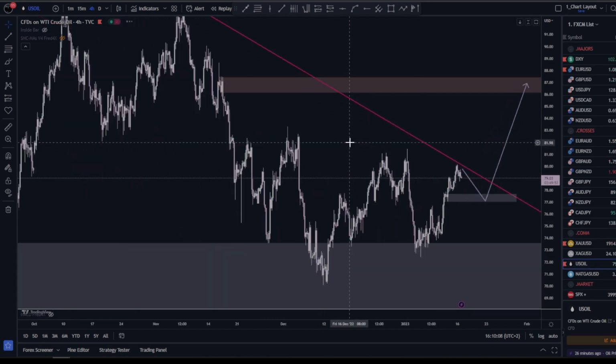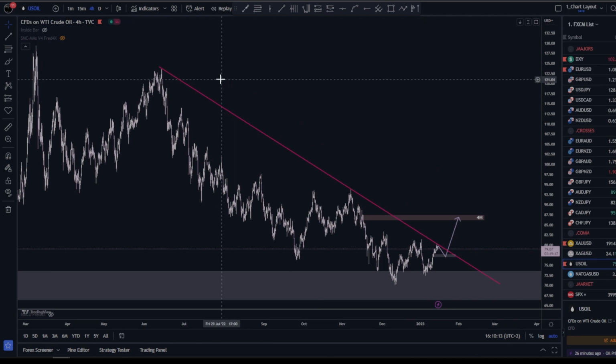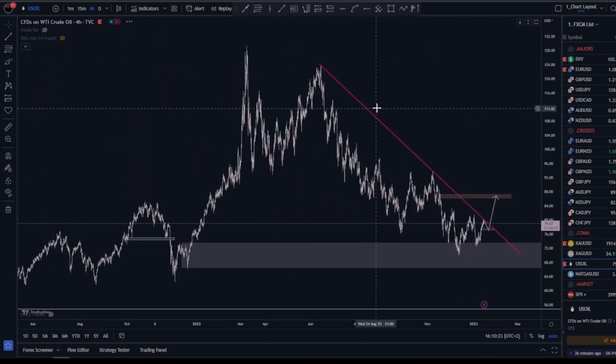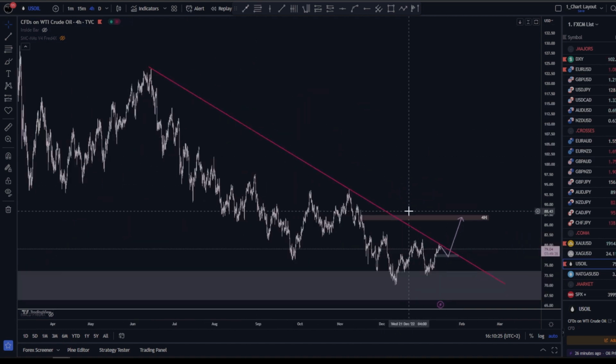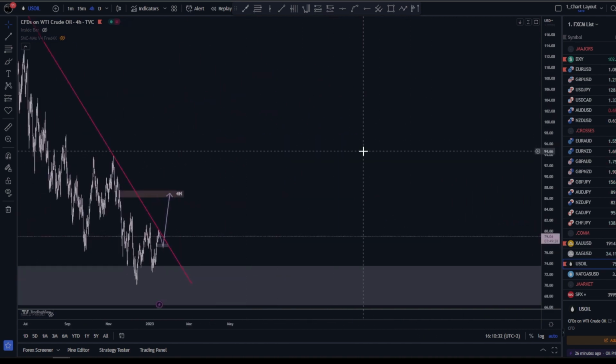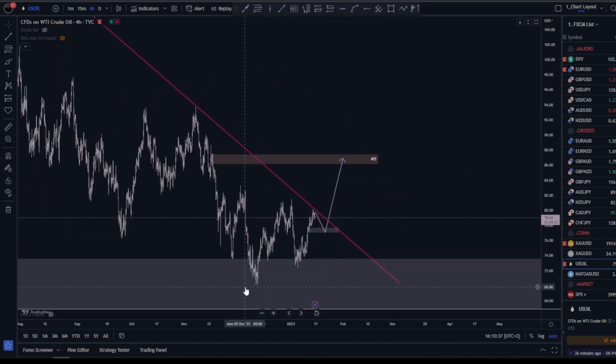Moving on to oil. As you can see, oil is in a big bearish trend. After the big push from the beginning of last year, the price started to drop, and it reached the $70 level, which coincided with a big daily or weekly. I think this is a weekly demand area, and as you can see, the price respected it and started to bounce off from it. And right now we are making a messy consolidation.